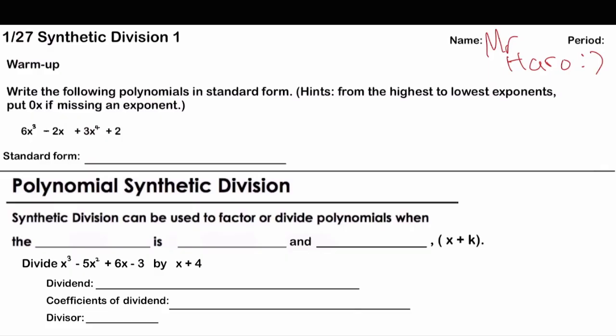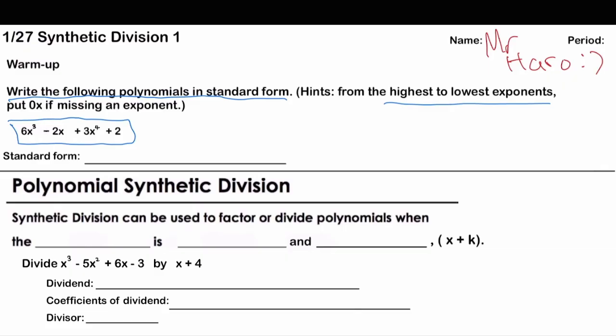Write the following polynomial in standard form. Hint: from the highest to lowest exponent. So let's go through what that means. We have a polynomial here. Again, this is a chain of different exponents, sometimes different letters and numbers, that you cannot combine through addition or subtraction.